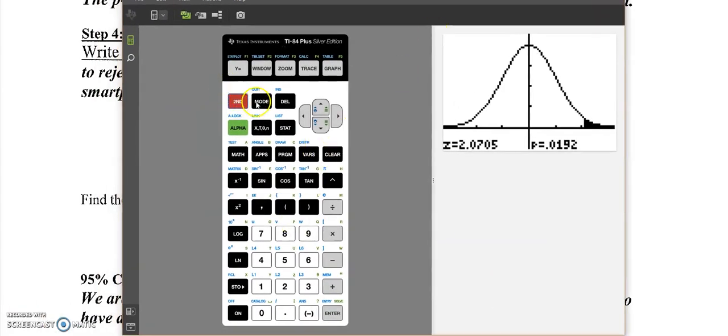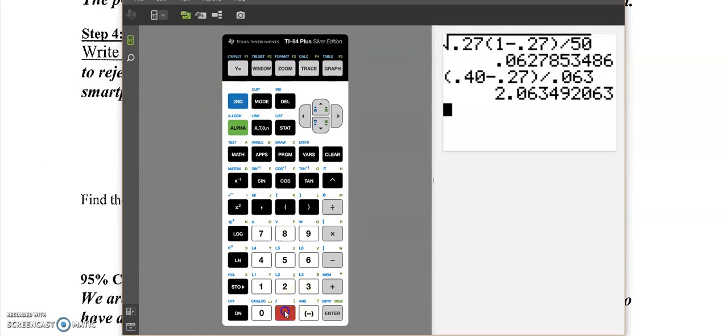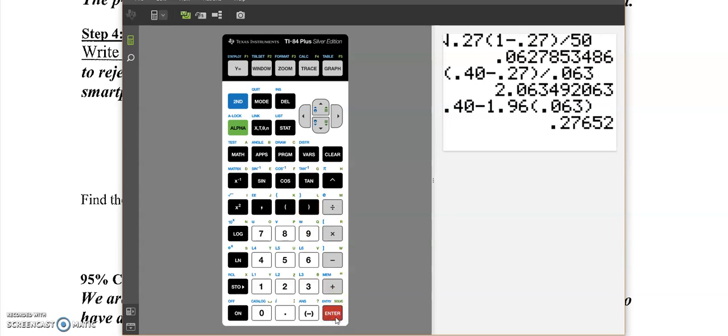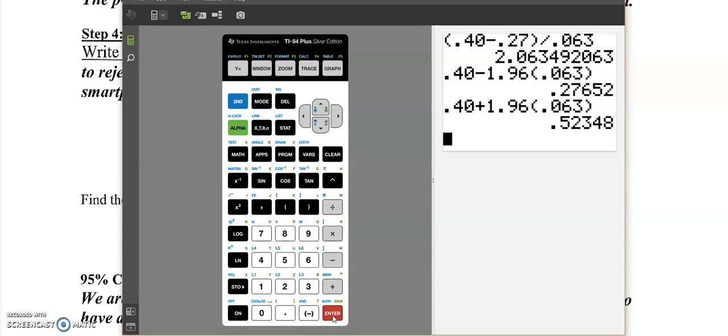So we go to second mode in the calculator. We do 0.40 minus 1.96, parenthesis, and your SE is 0.063. Enter. So we get 0.2765. And I'm going to do the same thing for plus. I'm going to hit second, enter. And then I'll change the minus to a plus. Enter, and we get 0.5234.